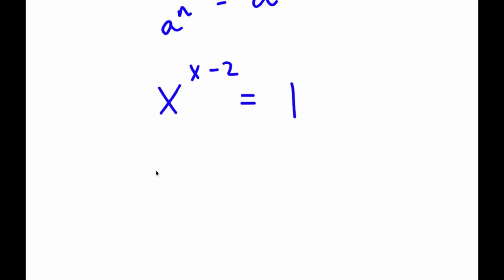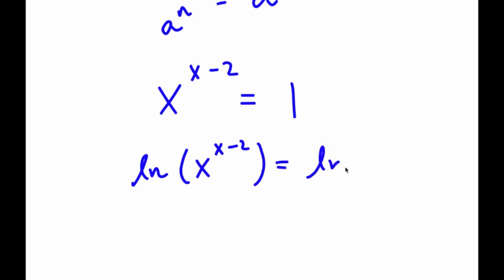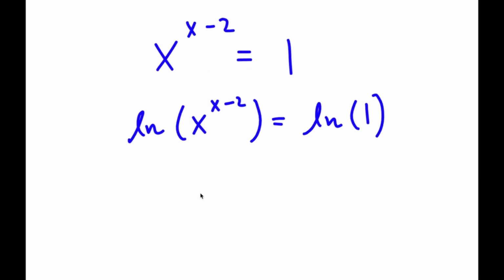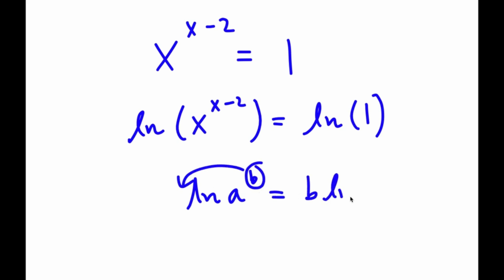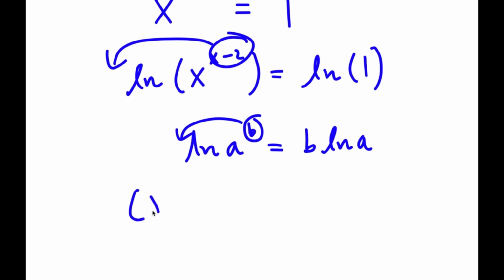Now, if I take the natural log, or ln, on both sides, I get ln x to the power of x minus 2 is equal to ln 1. And if I have something in the form ln a to the power of b, I can actually move this exponent b to the front. So this can equal b times ln a. In this case, ln x to the power of x minus 2, I can move x minus 2 to the front. So this can equal x minus 2 times ln x, which is equal to ln 1, which, if you guys already know, is 0.